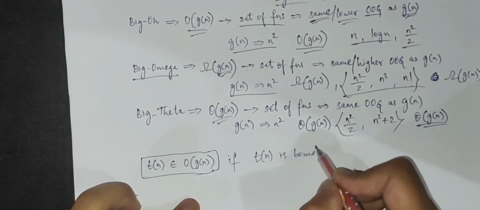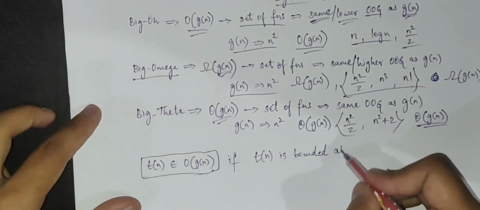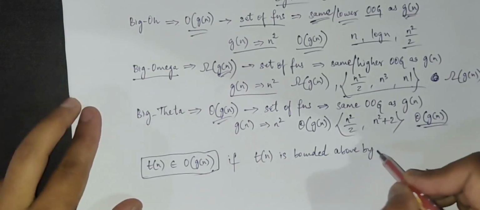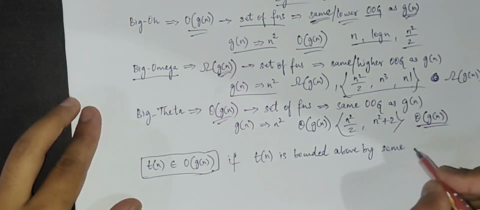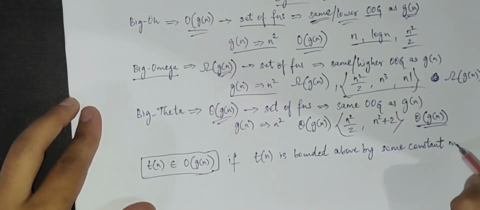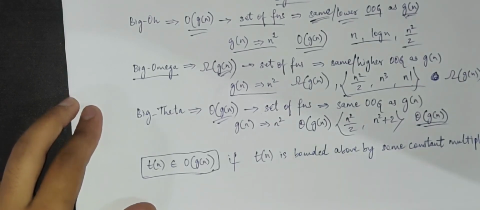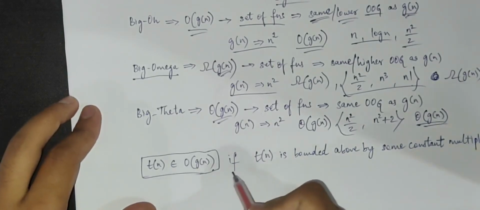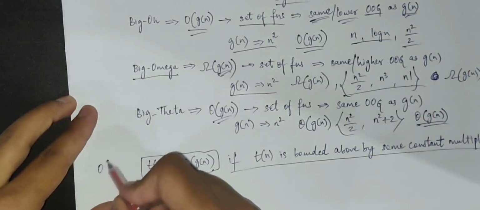So I'll just write it down: it is bounded above by some constant multiple of the function we have, that is g of n. And this should be the formal definition of big O of n.